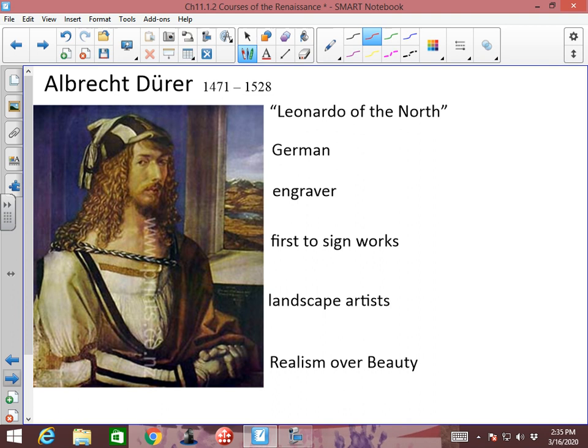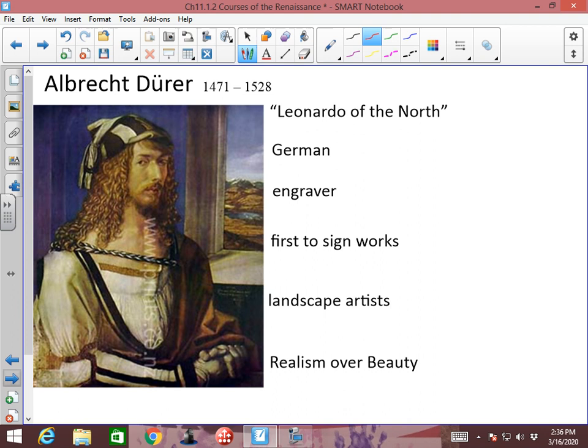You know, when you paint, you can only make money from the original painting. But these guys figured out that if you can engrave your painting into a sheet of metal and then print it, you can make a lot more money by printing copies of your original artwork. Dürer was the first to sign his works. He does a lot of landscapes, and he's realistic over beauty.